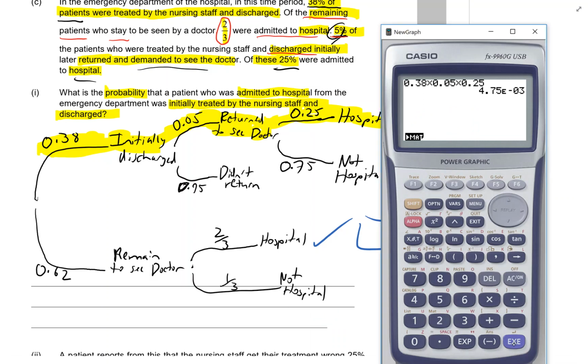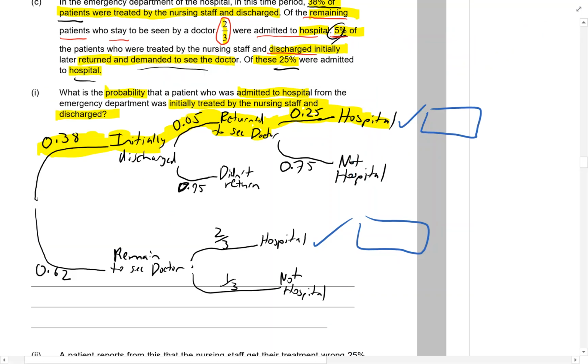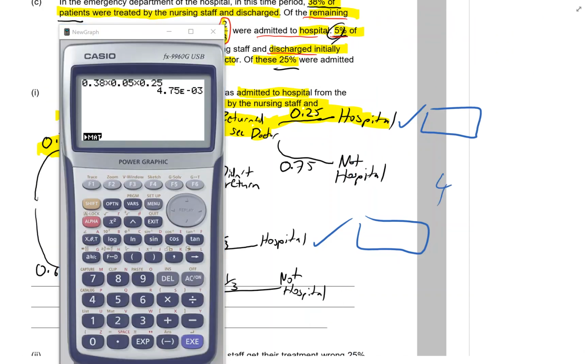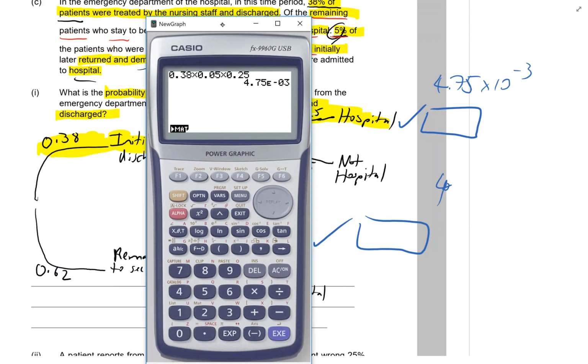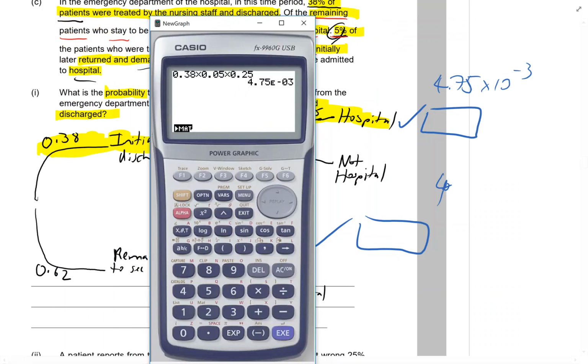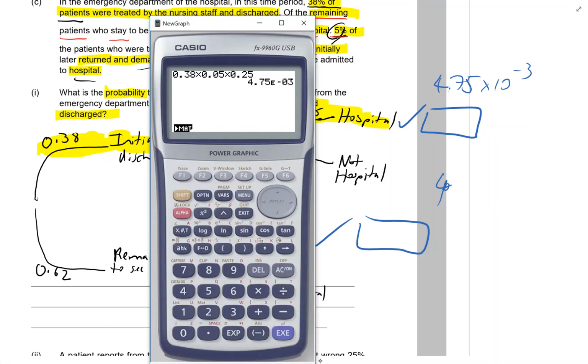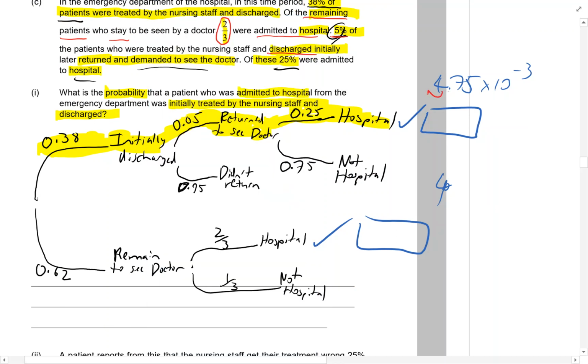And we get, now this number here is standard form. The E means times 10 to the power of, and it means that you move the decimal point that number of places, so 3 places: 1, 2, 3. So it's used for very small numbers. And so that means 0.00475.